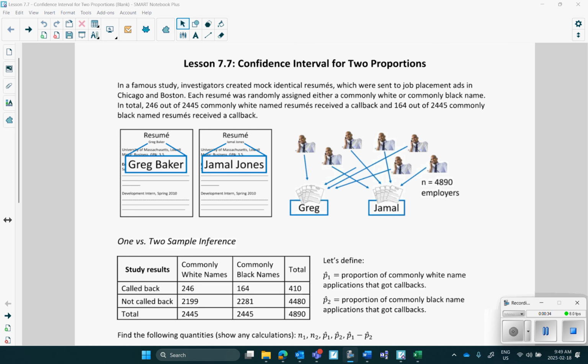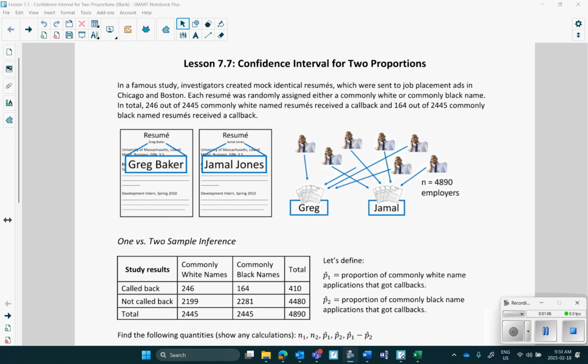Famous study, investigators created mock identical resumes, which were sent to job placement ads in Chicago and Boston. Each resume was randomly assigned either a commonly white or commonly black name, so it's an experiment. In total, 246 out of 2,445 commonly white name resumes got a callback. 164 out of 2,445 commonly black name resumes received a callback.